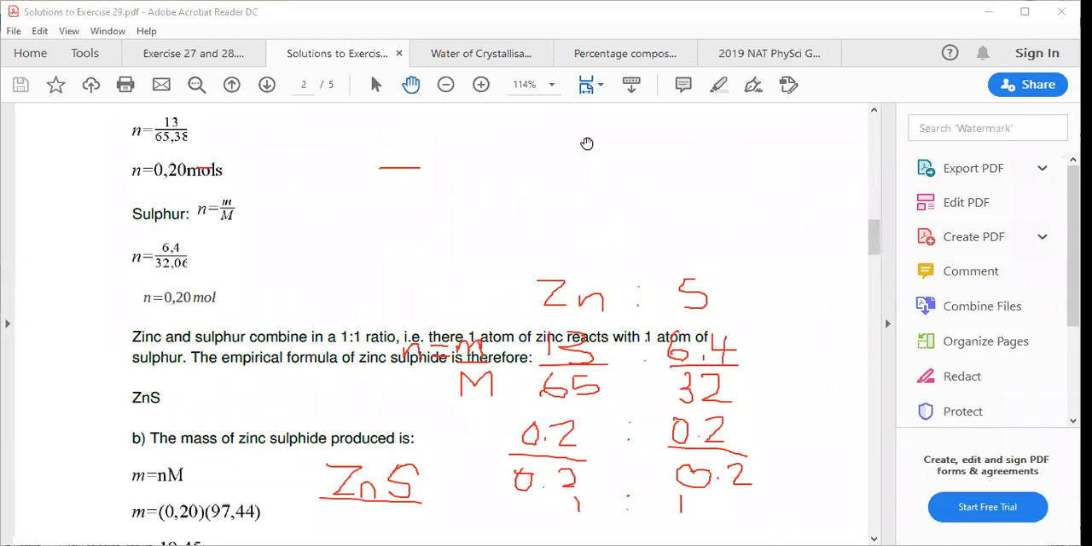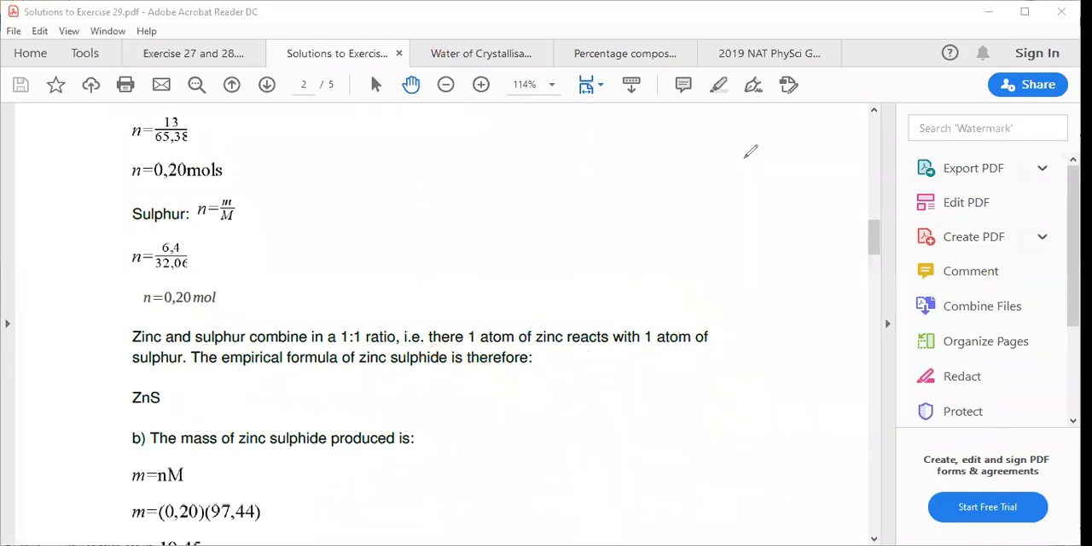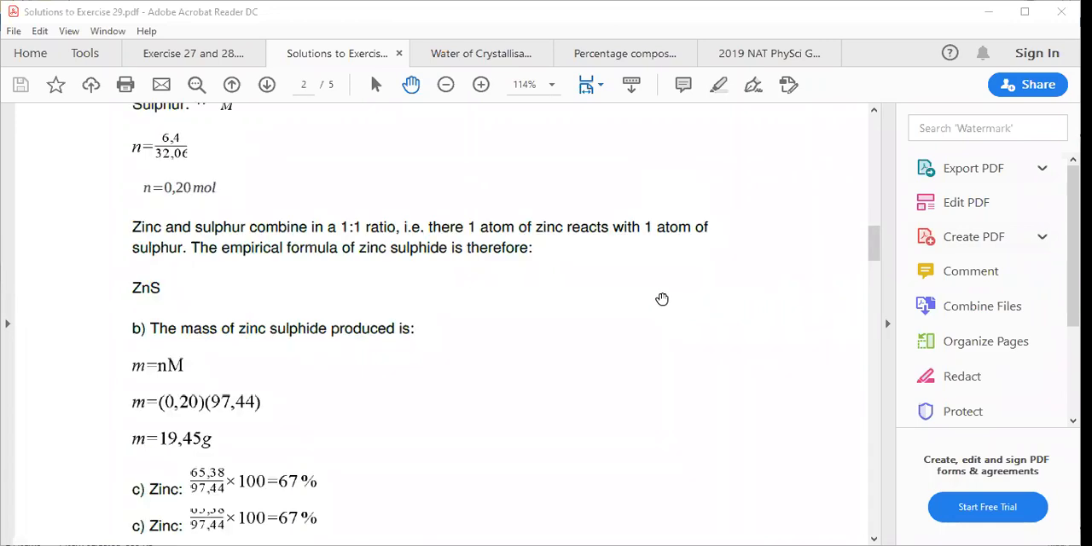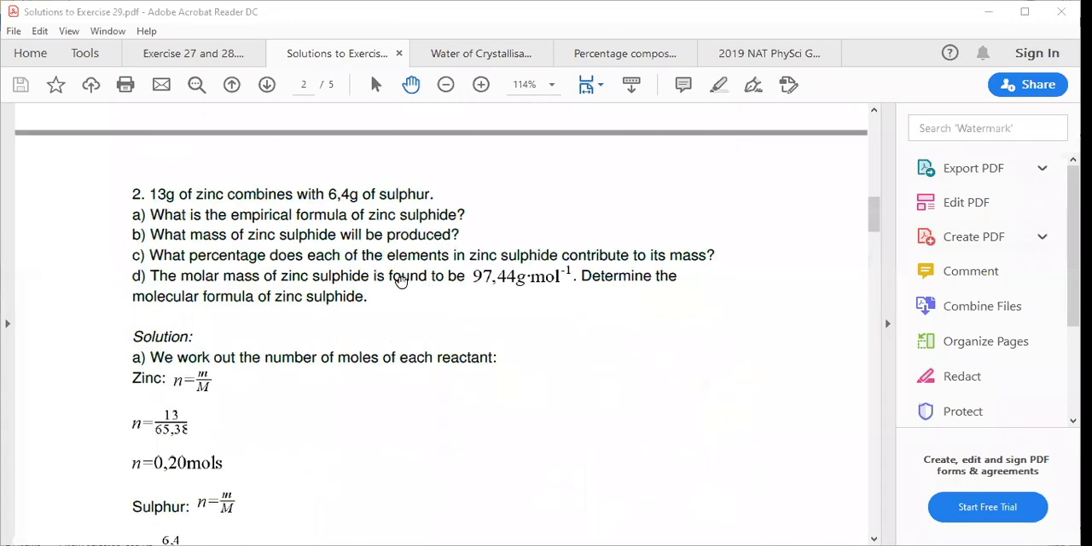Right, we move on to the next one. Let me clear here so that you see what I'm doing. The next question says, what mass of zinc sulfide will be produced? How do you do this one?